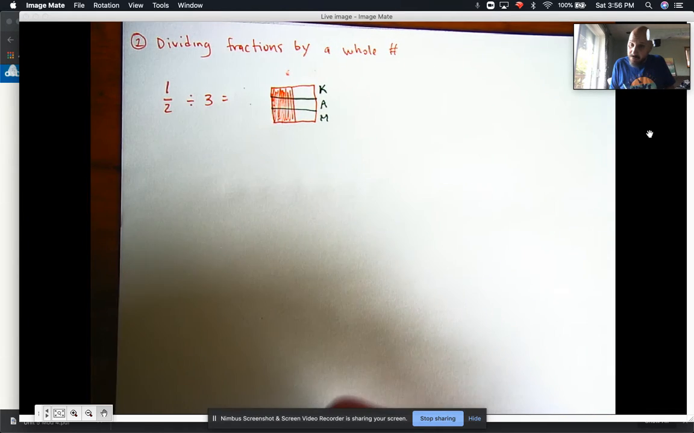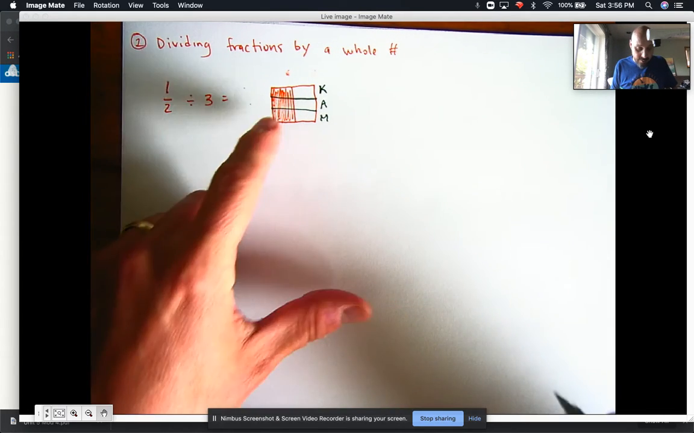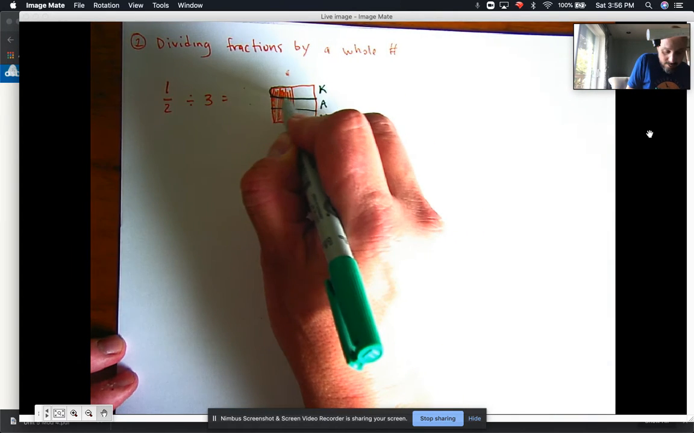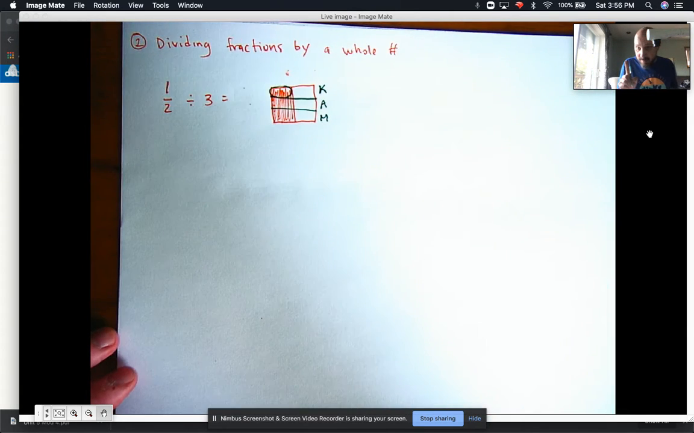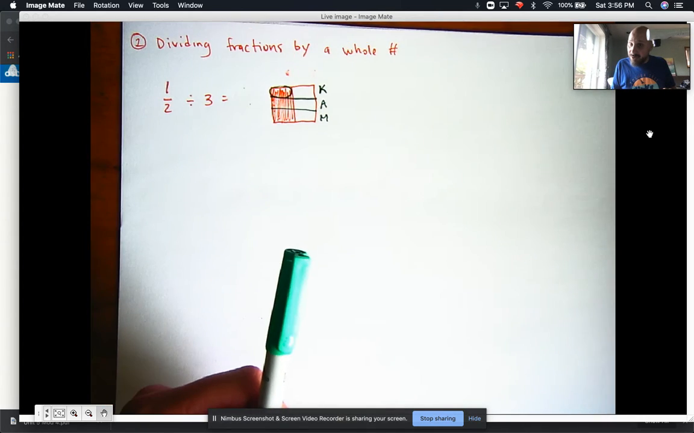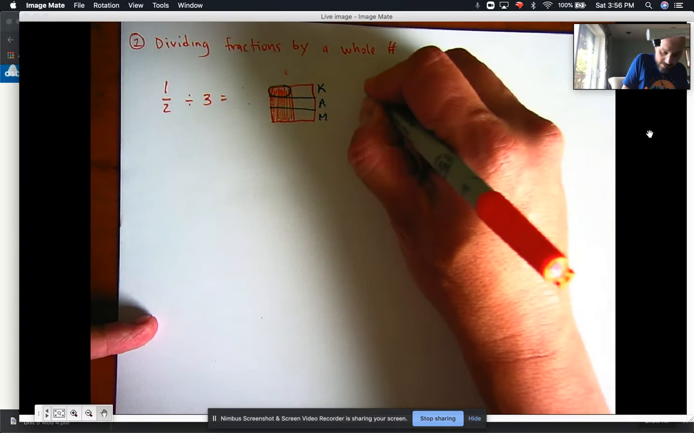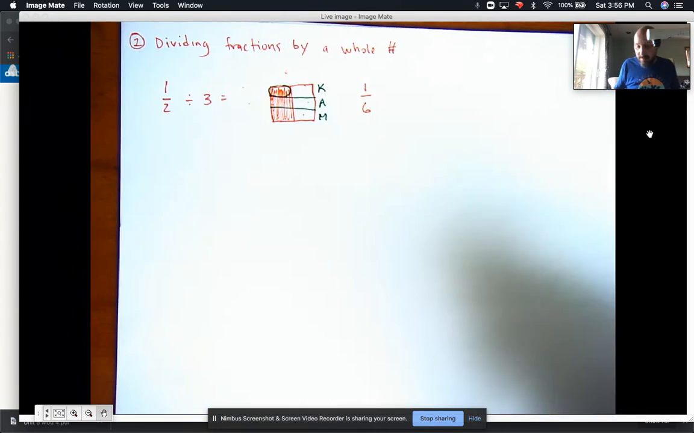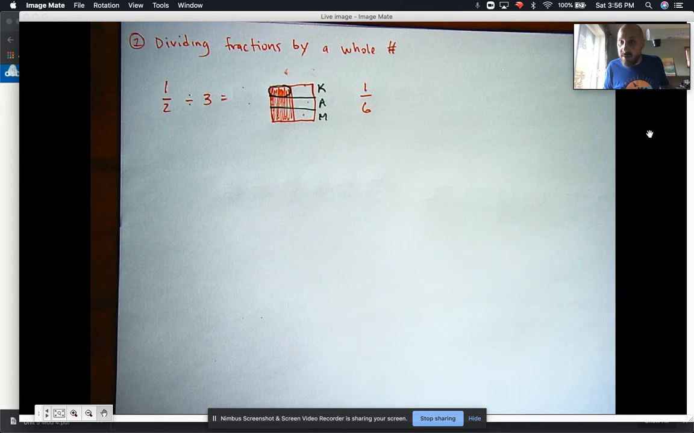If I'm dividing this by 3, how much does each person get? Let's just go with Kaylin, since she's on the top. So Kaylin gets this piece right here. She gets one piece out of the total pieces that were there. So Kaylin gets one out of 1, 2, 3, 4, 5, 6. Kaylin gets 1/6 of the total brownie pan. Ayana also gets 1/6 of the total, and Masha gets 1/6 of the total.